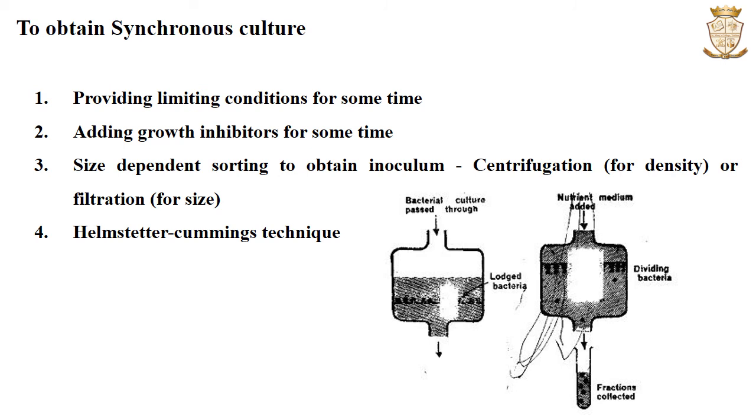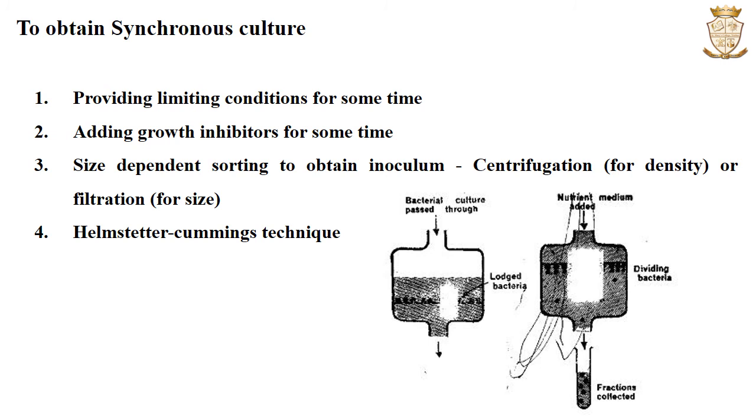Another technique to obtain synchronous culture is size-dependent sorting. So, in a bacterial culture, if the cells are growing at different stages, the cells in different growth stages will have different physical properties. So, they can be physically separated based on their density or size. We can use centrifugation for density-based separation, or for size-dependent separation, we can use filtration.